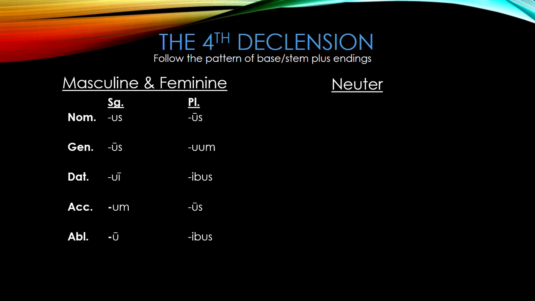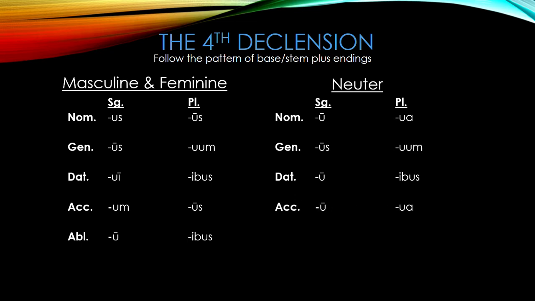The singular has a long u as its ending in every case except the nominative and the genitive. In the plural, the nominative plural ending is ua, the genitive plural ending is uum, the dative plural ending is ibus, the accusative plural is ua, and the ablative plural is ibus. Because of those similar endings in the singular, you will need to use context clues to figure out what case is being used at the time. Let's look at two examples.